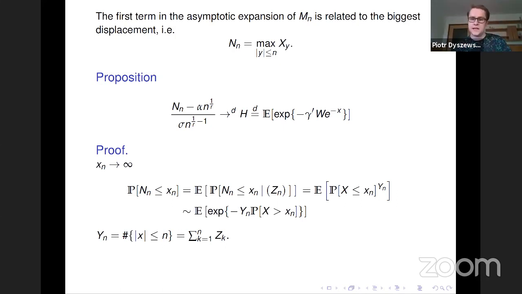So this leads you to writing that basically you are saying that you have a random number of guys that are supposed to be smaller than this threshold x_n, and this random number of guys is just the number of the edges that you have up to time n, right? And this is easily expressed in terms of your branching process, right? And then looking at the expression under the expectation, it behaves as e to the minus the product of this Y_n and the tail of x.